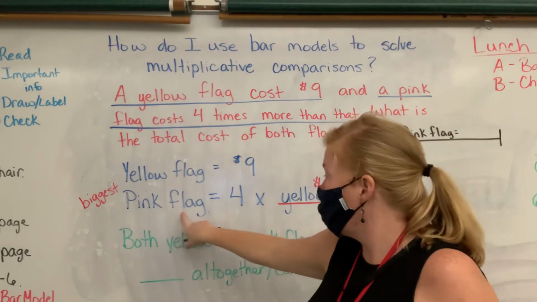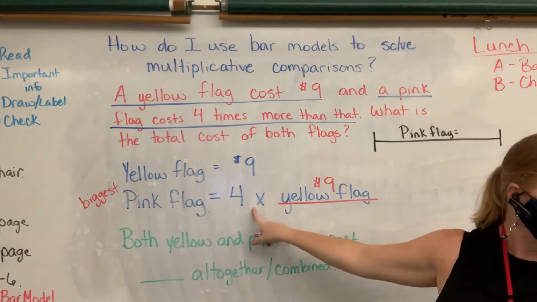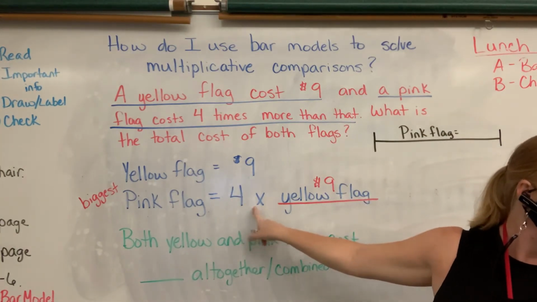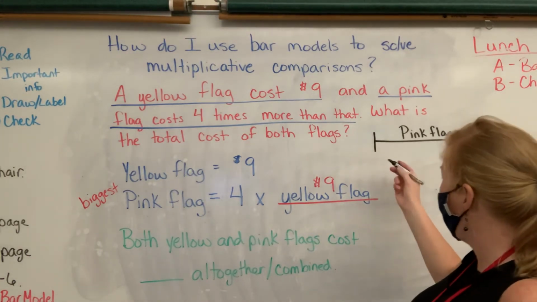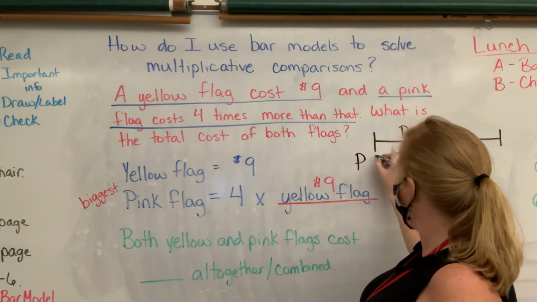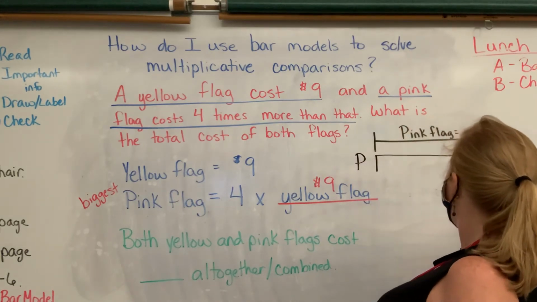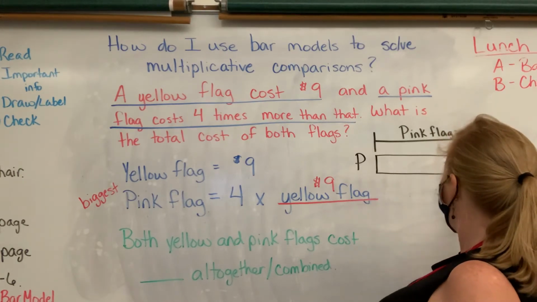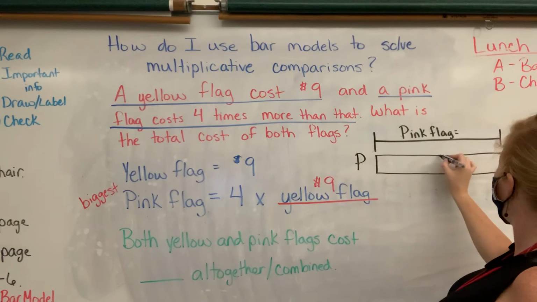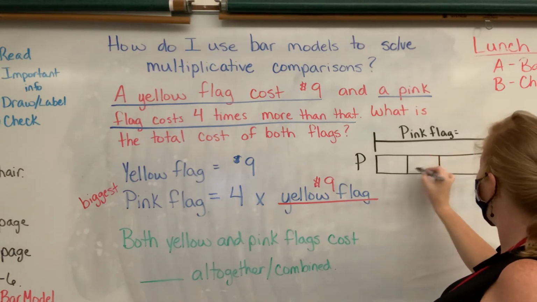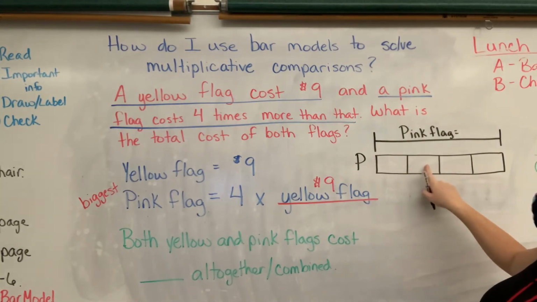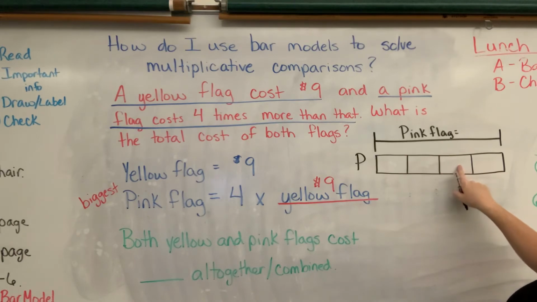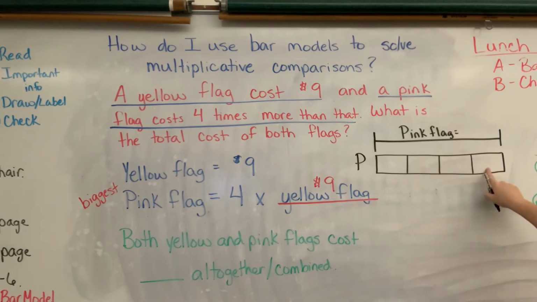I know that the pink flag is how many times greater than the yellow flag? How many times greater, Jason? 4 times. So because the pink flag is going to be 4 times greater, I'm going to take that bar model and cut it into 4 sections. Because this is 1 times, this is 2 times, this is 3 times, and this is 4 times. So it's going to be 4 times greater. Okay?